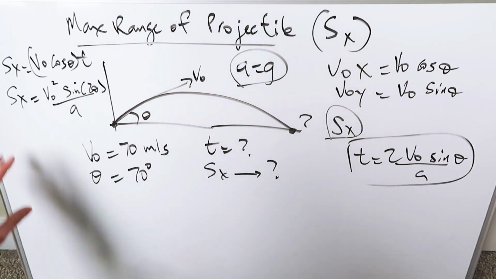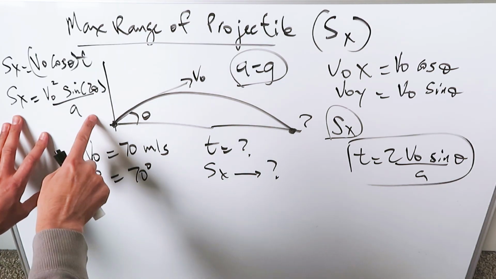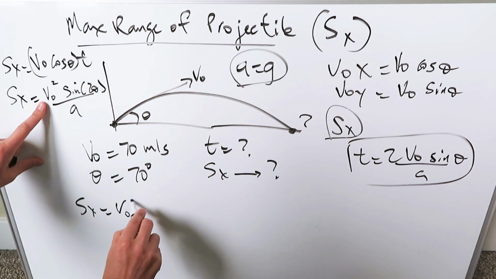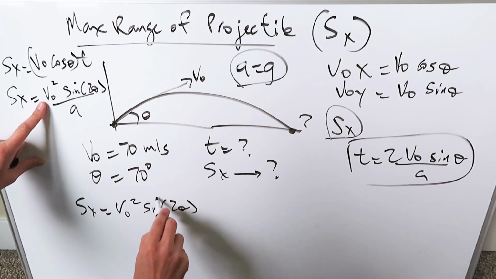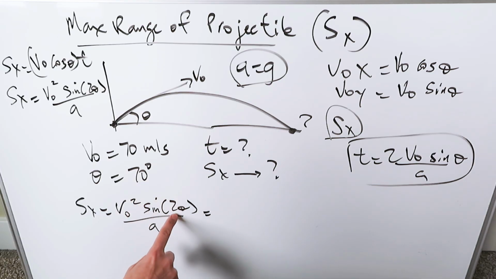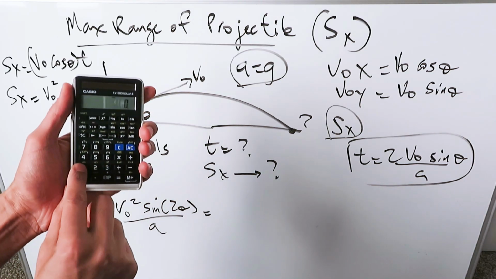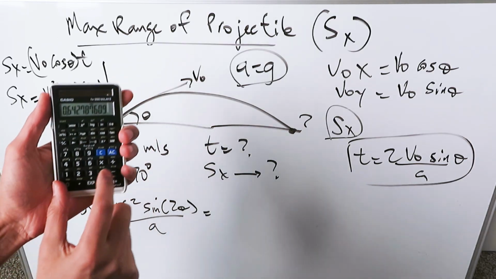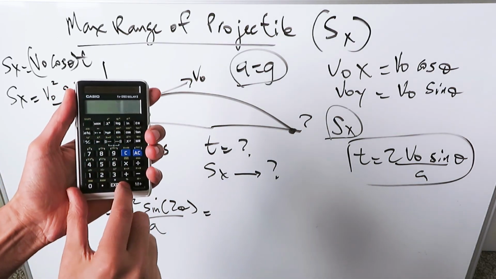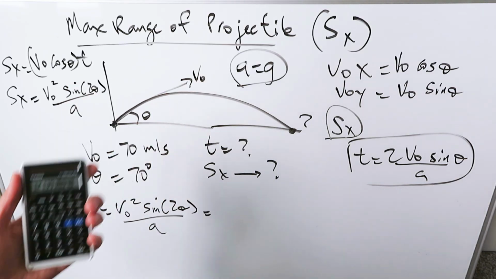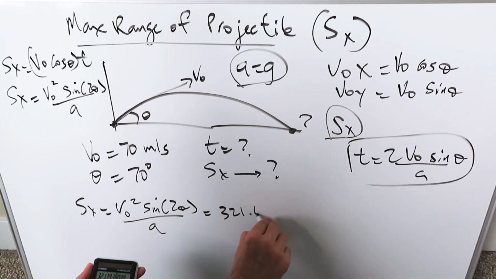We can do it. Let's use this second equation because you don't need to know the time and you can arrive at your Sx. I'm looking at the second equation, which is initial velocity squared times sine of 2 theta divided by acceleration. You know acceleration is 9.8 meters per second squared. Let's plug it in. I have here 70, 2 times that theta is 140. I'll do the sine of 140 times my initial velocity squared, 70 squared, divided by 9.8 meters per second squared. I'm getting here 321.39. I'll round it up to 321.4 meters.